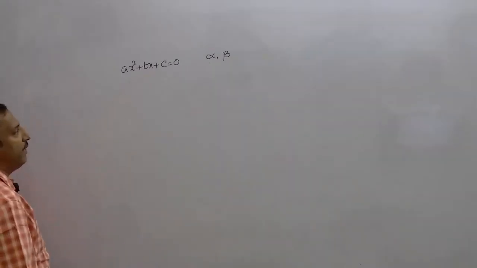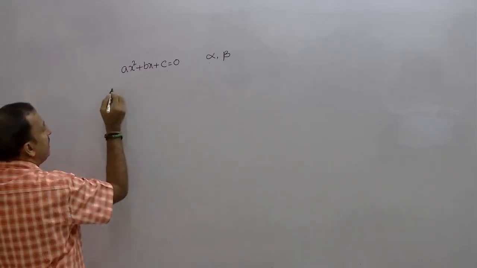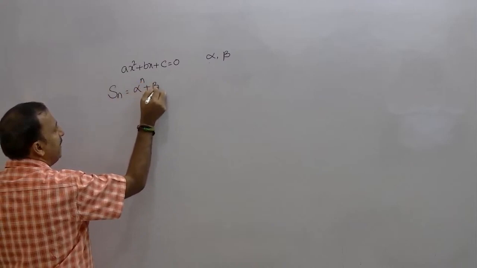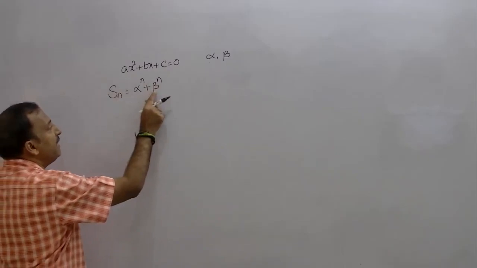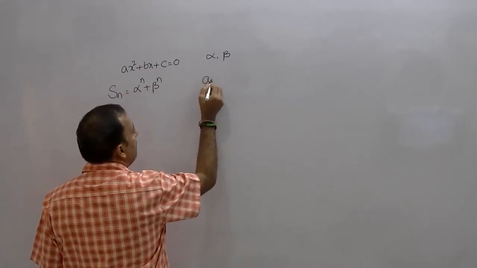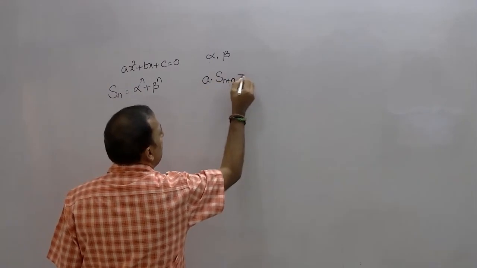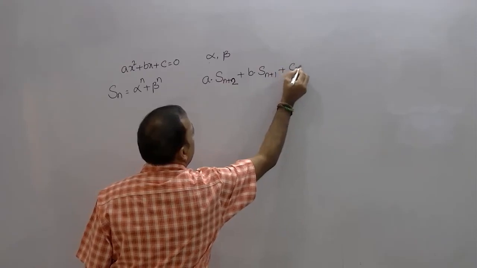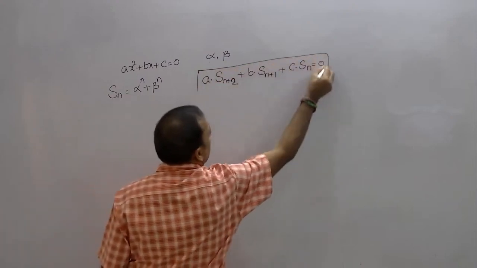Alpha, beta are roots of the equation ax square plus bx plus c is equal to 0. And Sn represents alpha power n plus beta power n, that means the sum of the nth powers of the roots is represented by Sn. Then we have to remember this: a into Sn plus 2 plus b into Sn plus 1 plus c into Sn is equal to 0. This one is one of the most important points.